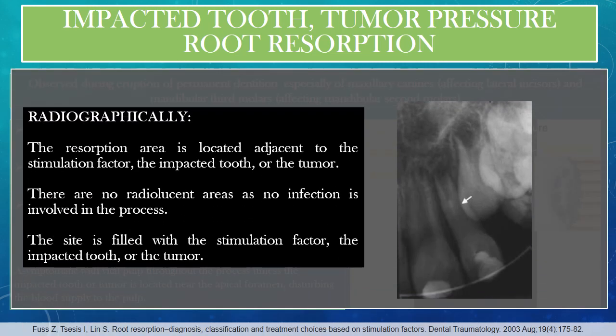Now, radiographically, the resorption area is located adjacent to the stimulation factor, that is, the impacted tooth or tumor. Again, there are no radiolucent areas as no infection is involved in the process. The site is filled with the stimulation factor, that is, the impacted tooth or tumor.